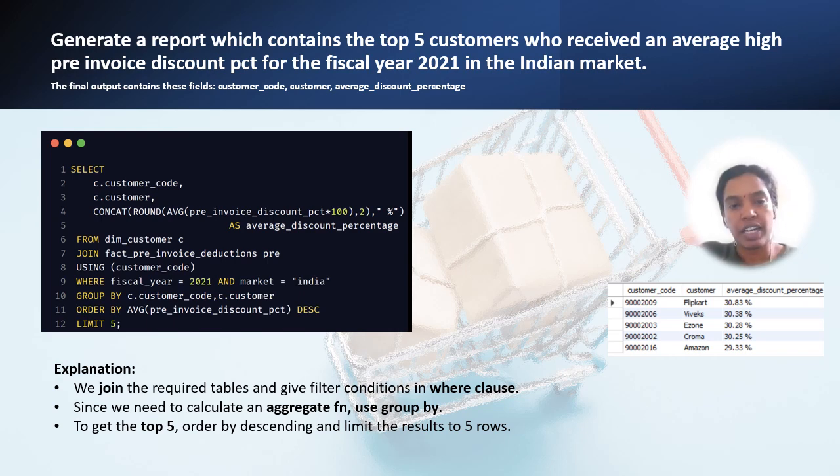Generate a report which contains the top 5 customers who received an average high pre-invoice discount percentage for the fiscal year 2021 in the Indian market. Okay, the query is we need to join the tables and use the where condition to filter out the fiscal year 2021 and the market as India, and an aggregate function is used. So we use group by. To get the top 5, we use the limit function.